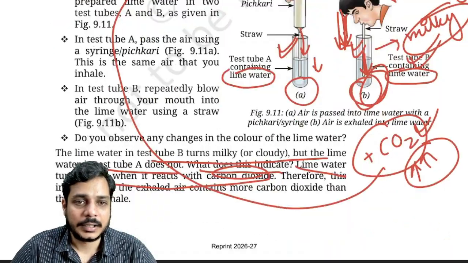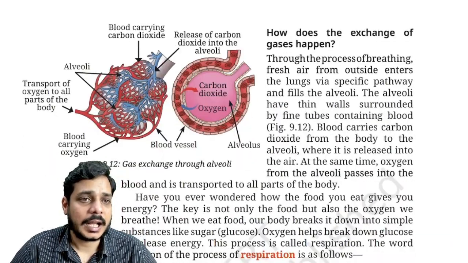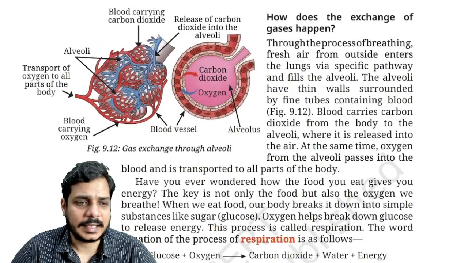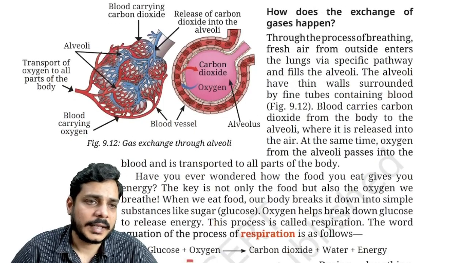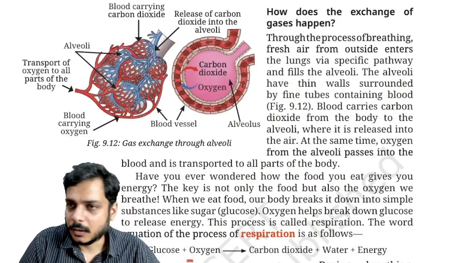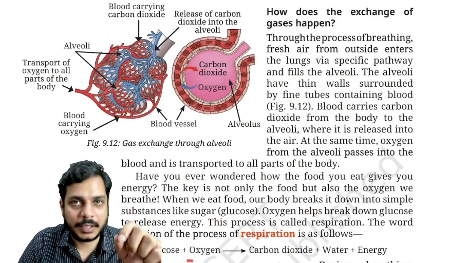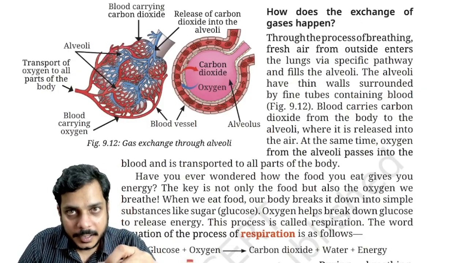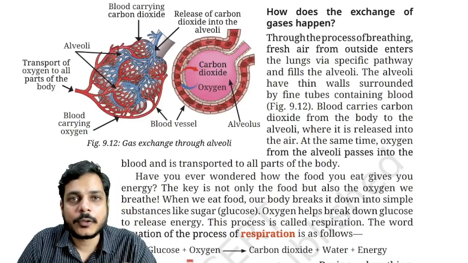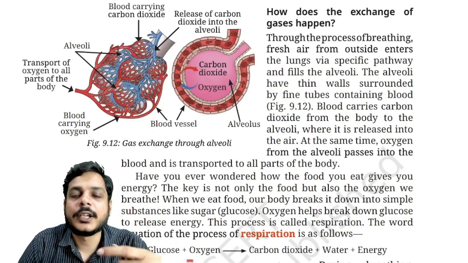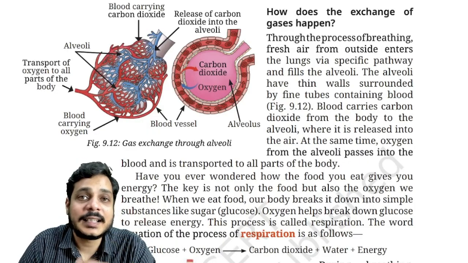Now the next question is, how does the exchange of gases happen? Through the process, we have seen that there are lungs. From the windpipe we will have an inflow of air, the inhaled air, and from the windpipe it will enter the lungs where there are alveoli.